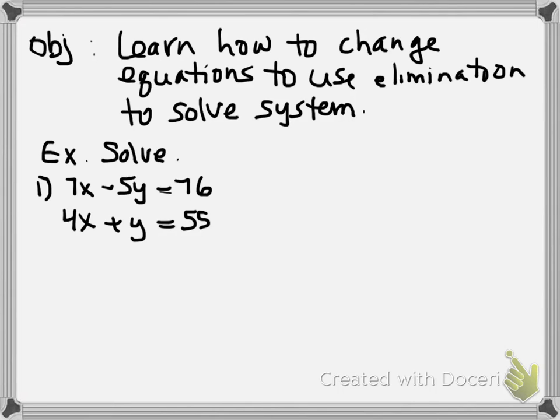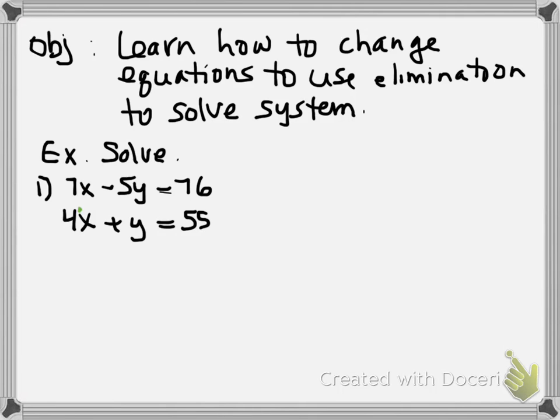So a couple things I'm going to look for is, do I have a variable with opposite signs? And if you look at your y's, you have a positive y and a negative 5 for your coefficients, positive 1. And then could I just get away with multiplying one of the equations by something in order to get the coefficients to match? And the answer is absolutely on this one.